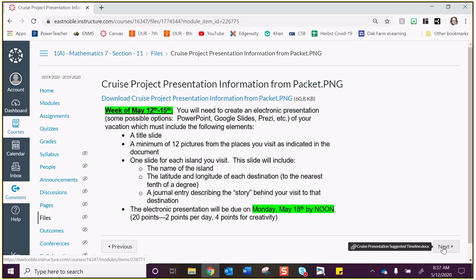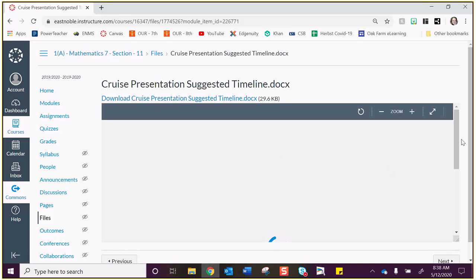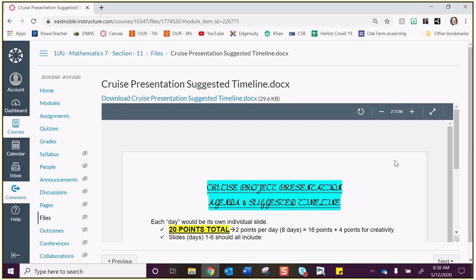Okay, so let's look at the next piece of information. The next thing is a suggested timeline, and I have this on here because if you work at this pace, doing a little bit each day, you will finish in time by Friday. Now, you're welcome to download any of these things to your computer, or you can just look at them here through Canvas, but you'll have access to all of these things all week long.